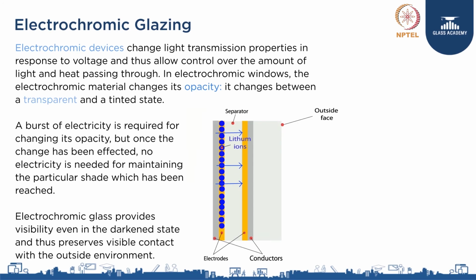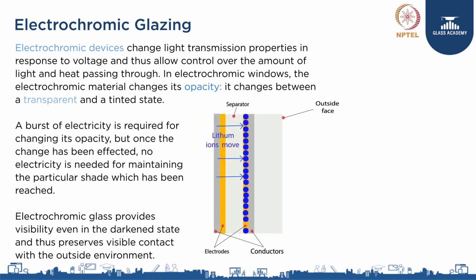Now let us look at electrochromic glazing. Electrochromic devices change light transmittance properties in response to voltage and thus allow control over the amount of light and heat that passes through them. In an electrochromic window, the electrochromic material changes its opacity. It changes between transparent and tinted state. Interesting thing about electrochromic glazing is that we need not continue to apply the voltage to maintain the state. Once the voltage has been applied and the state has been achieved, there is no need to continue to apply the voltage.